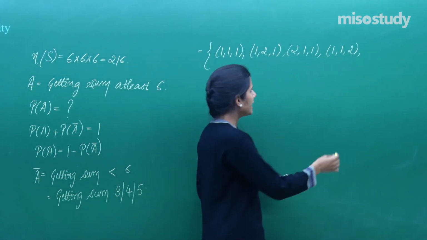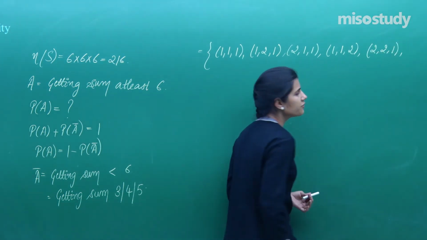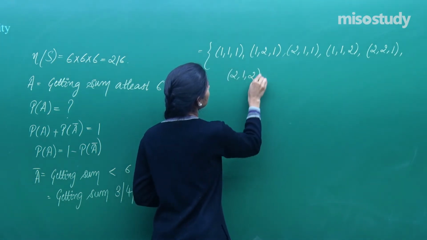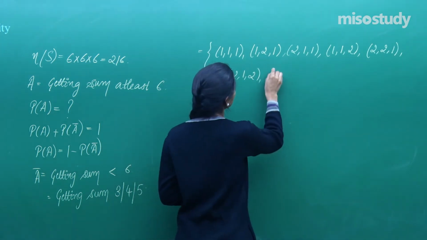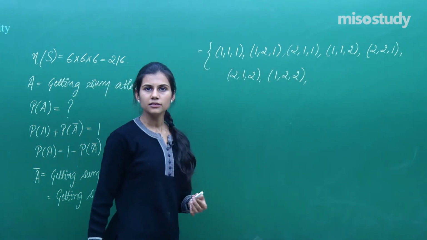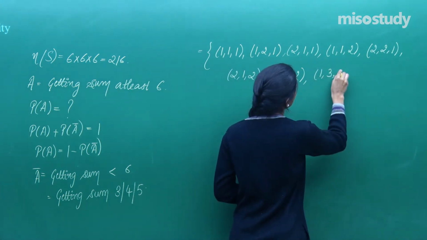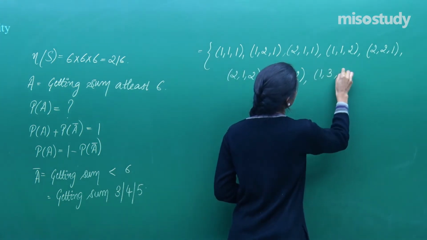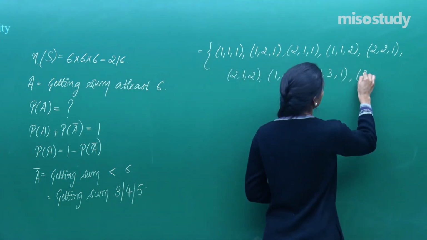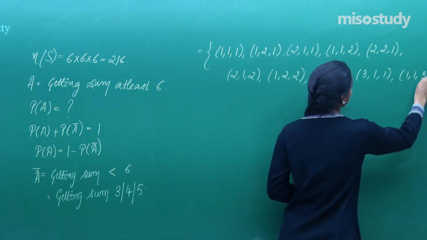1 on the first die, 1 on the second, 2 on the third will give me 4 as the sum. Next, 2 on the first die, 2 on the second, 1 on the third will give me 5 as the sum. 2 on the first die, 1 on the second, 2 on the third will give me 5 as the sum. 1 on the first die, 2 on the second, 2 on the third will give me again 5 as the sum. Or I can get 1 on the first die, 3 on the second and 1 on the third. This will also give me 5 as the sum. 3 on the first die, 1 on the second, 1 on the third, 1 on the first die, 1 on the second, 3 on the third.